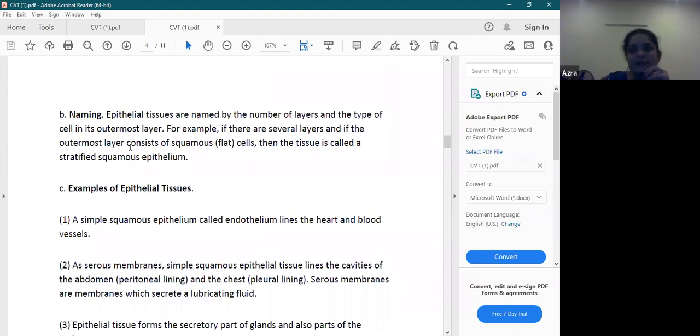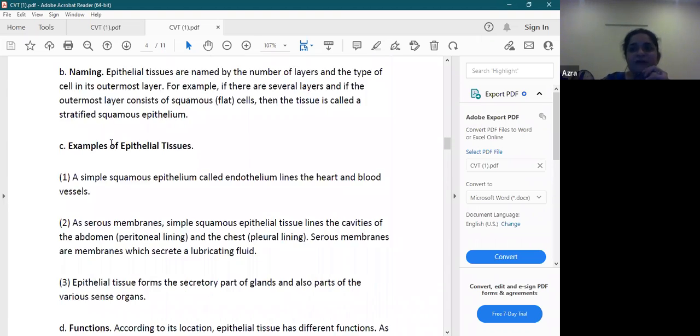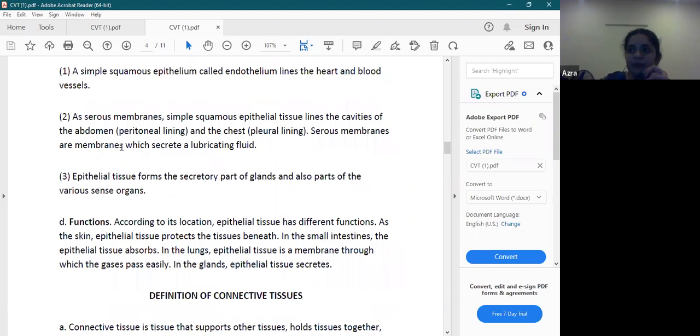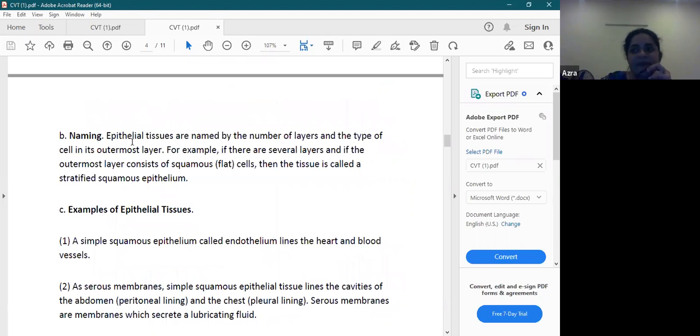Now next is naming. How can it be named? Epithelial tissues are named by the number of layers and the type of cells in the outermost layer. For example, if there are several layers and the outermost layer consists of squamous flat cells, this is called a stratified squamous epithelium.